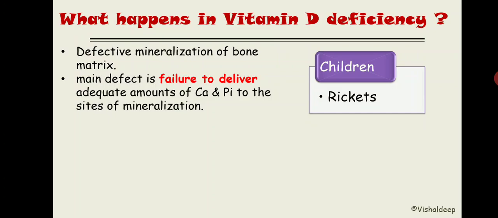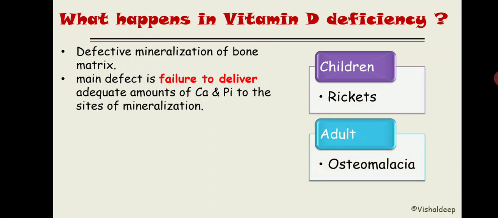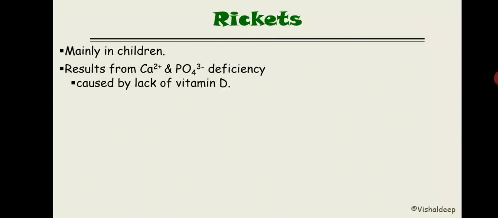If that condition happens in children, it is known as rickets, and if the same condition happens in adults, it is known as osteomalacia. Sometimes it is also known as adult rickets. Now let's discuss rickets. Rickets is basically seen in children and results from calcium and phosphate deficiency. That deficiency is caused by lack of vitamin D.